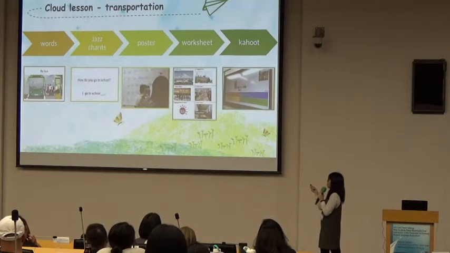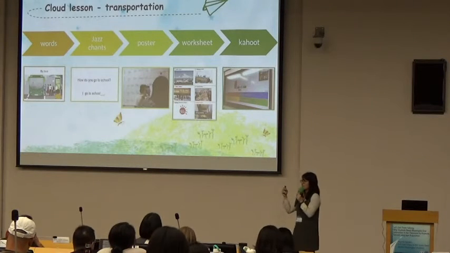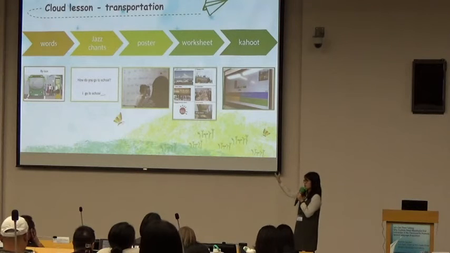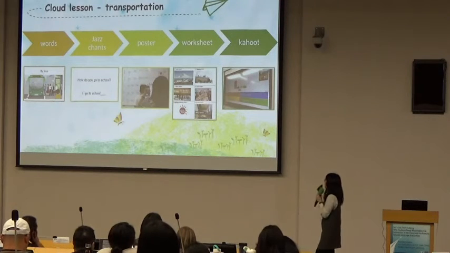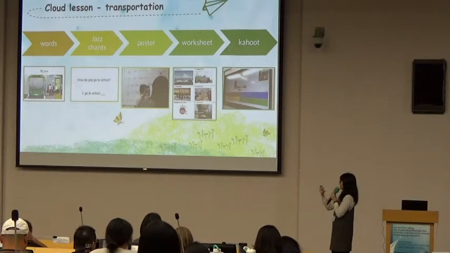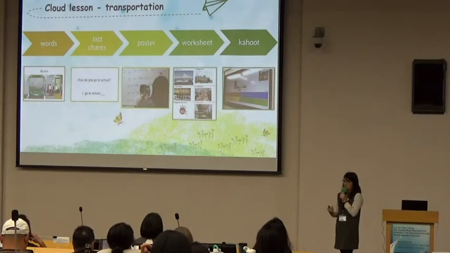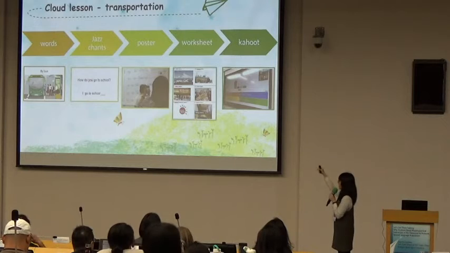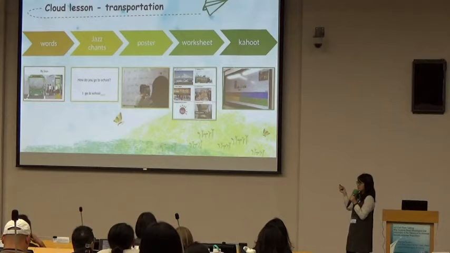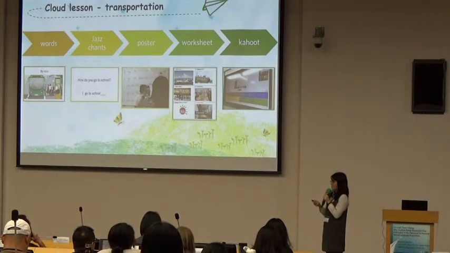And the third one, we do the poster. We have some vocabulary, and the student needs to choose the car to put it in the right place. And then we do the worksheet where we pretend that Christy is going to Taiwan, and how does she go to Xinshan Elementary School? So students need to cut it out and put it in the correct order. And then we do the Kahoot. Kahoot is also a game and a quiz that we can use to check if students understood the lesson.